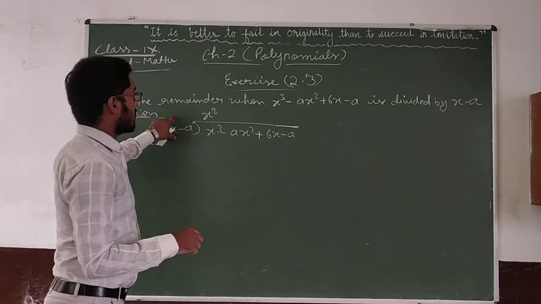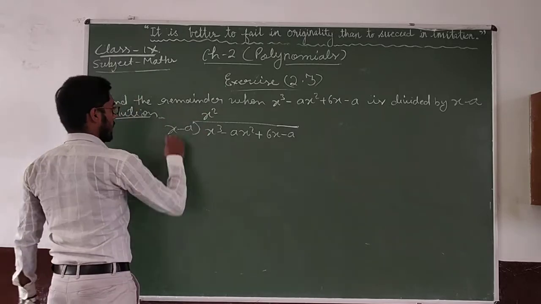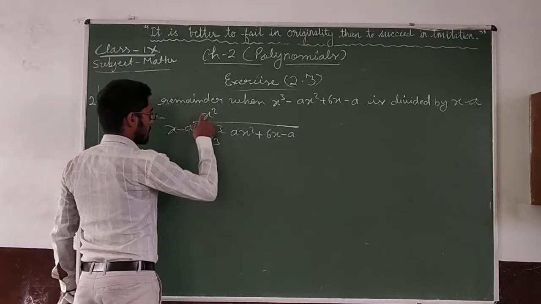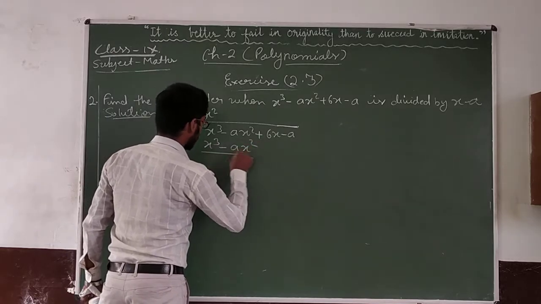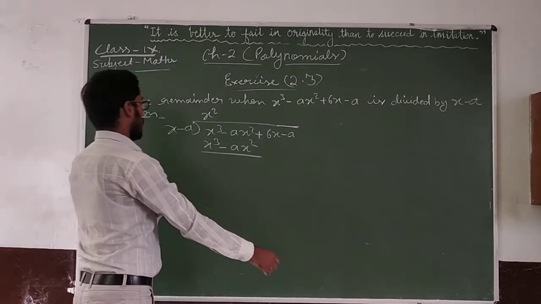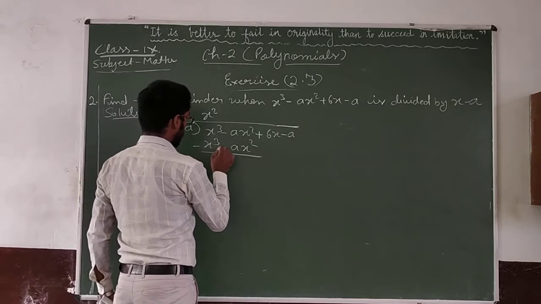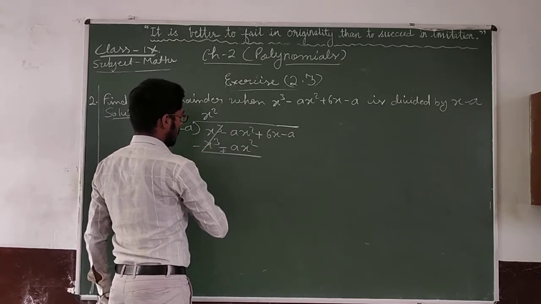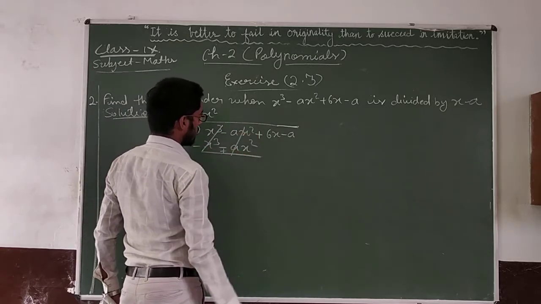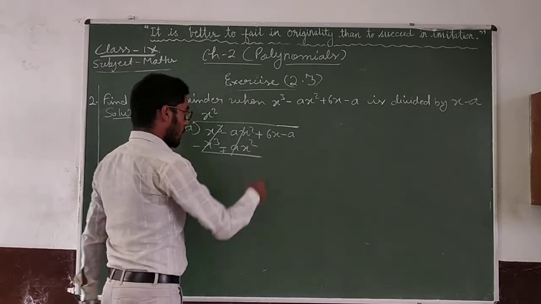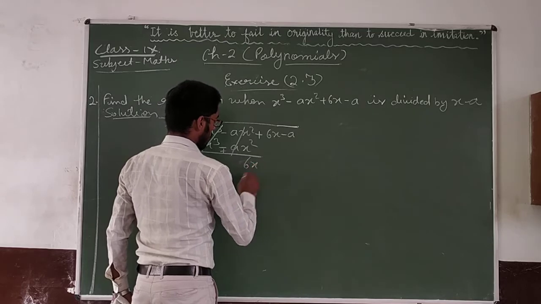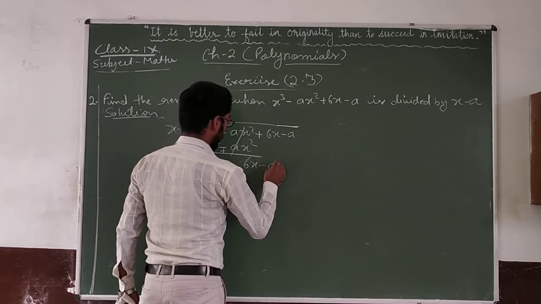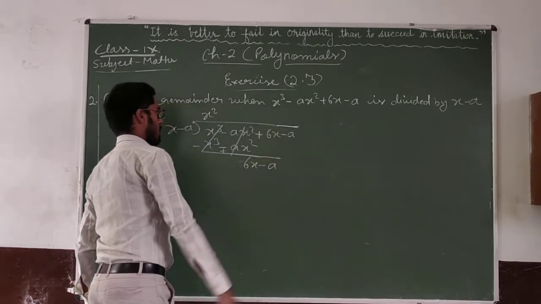Now multiply your divisor by this x square, then you will get x cube minus ax square. Okay. Now consider, and this is also cancelled. And now 6x minus a. Okay, note it down.